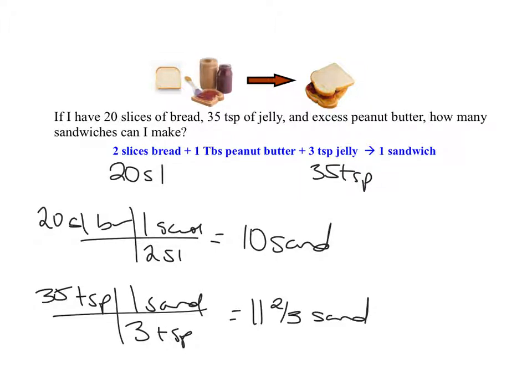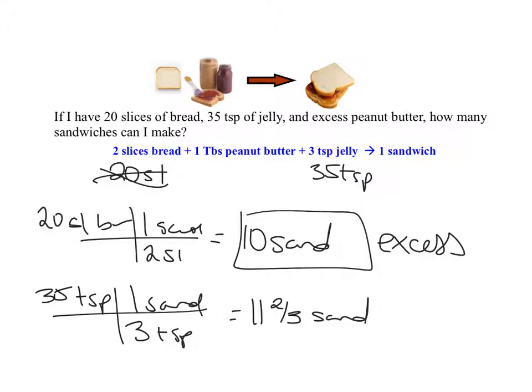So the question is, how many sandwiches can I make? Well, I can only make 10, right? Once I make 10 sandwiches, I'm going to be out of bread, and then I'll have excess jelly. So I'm going to make 10 sandwiches with some jelly left over.